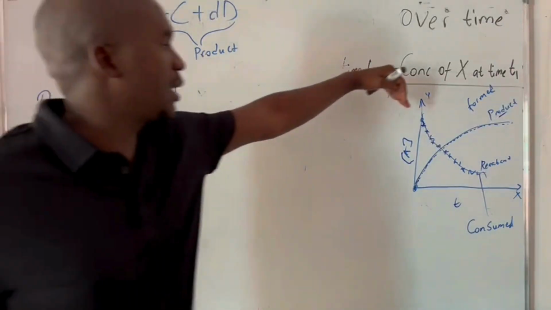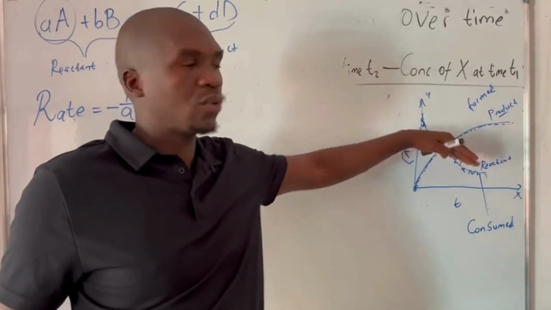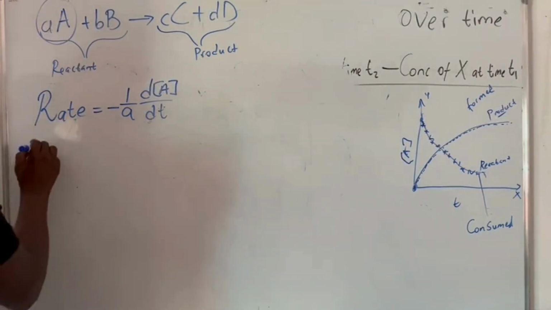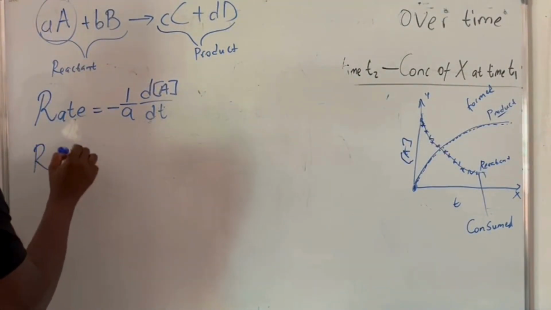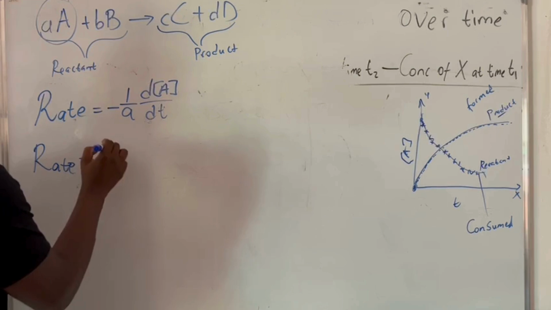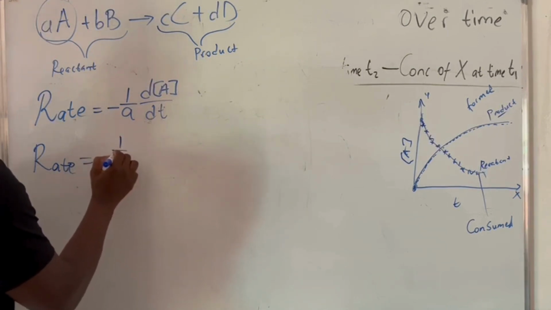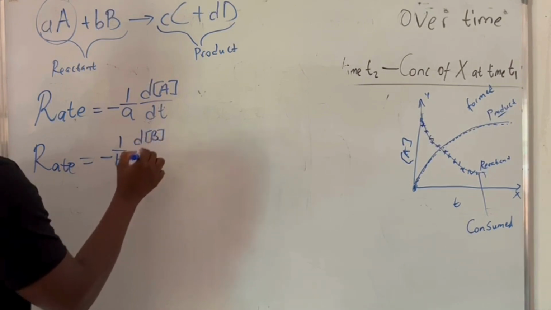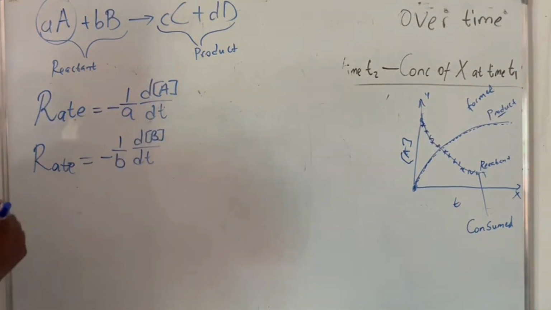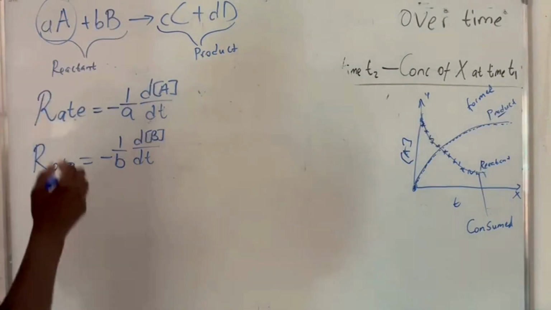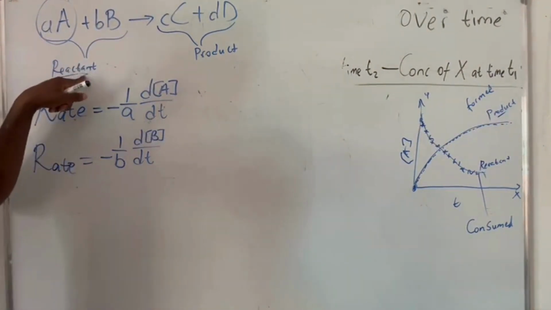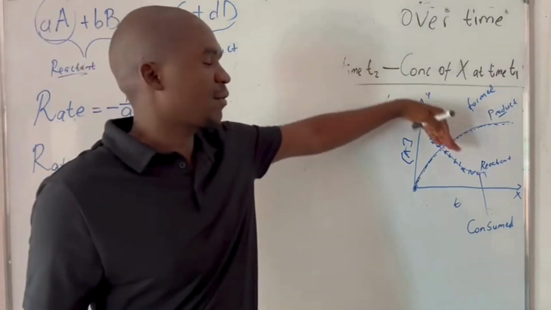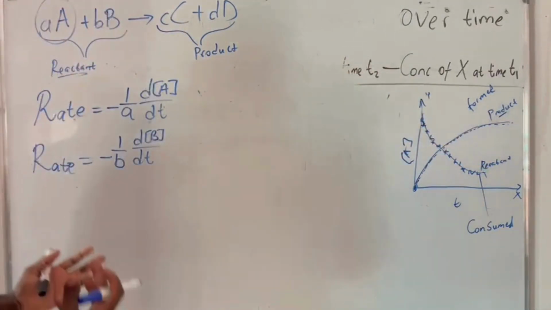You can even see it here, curving down, right? So now, what about the one for B? The rate for B will be equal to negative 1 over B dB over dt, right? Because it is still a reactant, and the reactants are the ones that are consumed, and when they are consumed, they curve down like that. They are associated with a decrement.